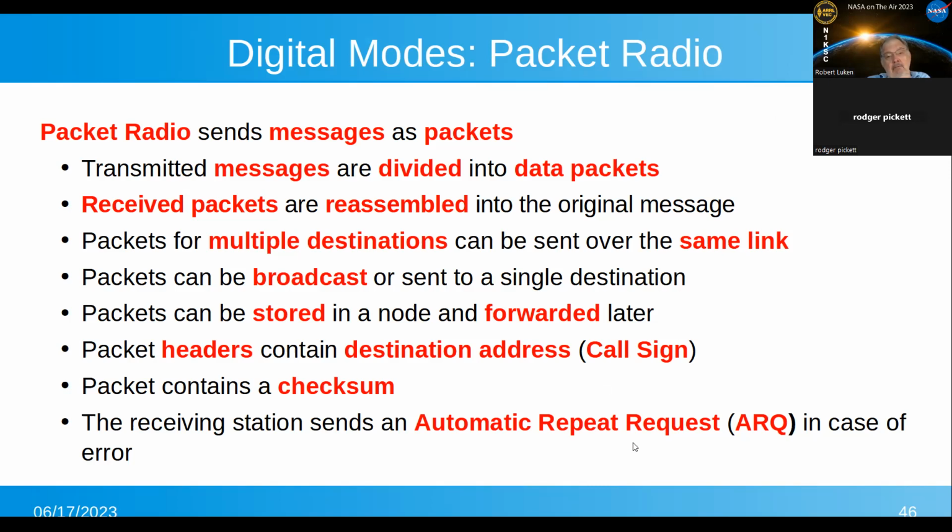and the receiving station will typically send an automated repeat request or an ARQ. So when they get the packet, if they can't decode the packet correctly, so the checksum doesn't add up, or if it's got some other error detection, they will send back an ARQ which says resend the packet.